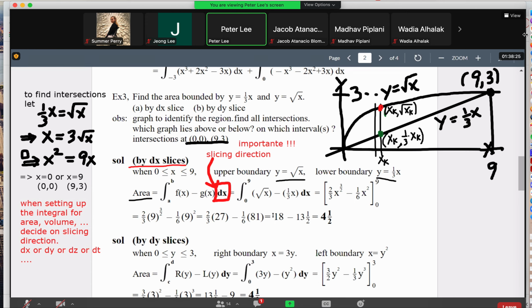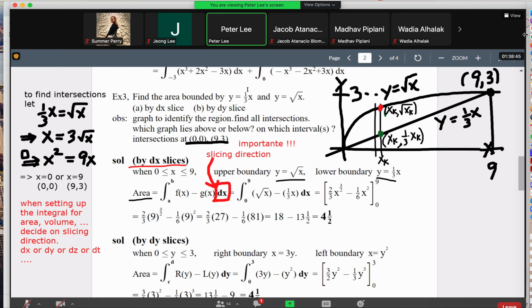Anybody have any questions? The y equals square root of x is the upper boundary, and the lower boundary function is y equals 1/3 x. It's always the upper boundary minus the lower boundary, so that the integrand is always positive, and the dx must be positive. So again, the integral from 0 to 9, and then upper boundary minus lower boundary. The slicing direction is x here.